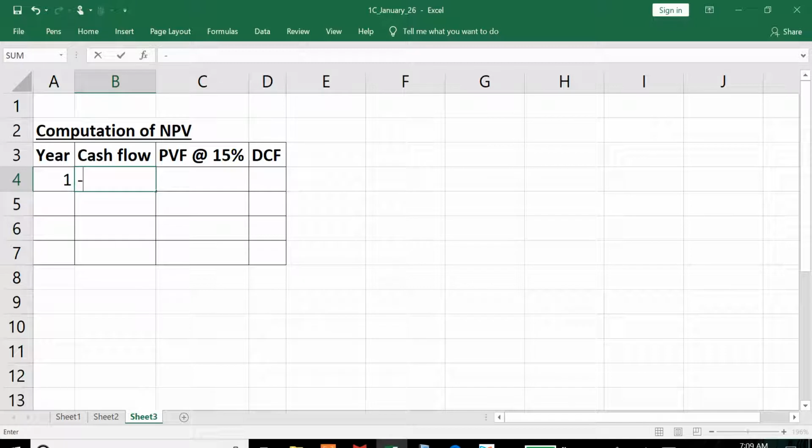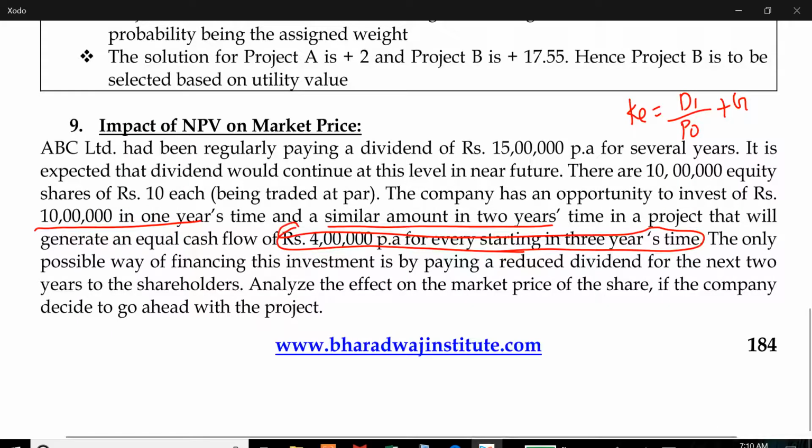So year 1 negative 10 lakhs, year 2 negative 10 lakhs. The wordings state that it will be done in 1 year. Negative 10 lakhs in year 1, negative 10 lakhs in year 2. I'm going to get a perpetuity. Can you value the perpetuity? How will you value this perpetuity?